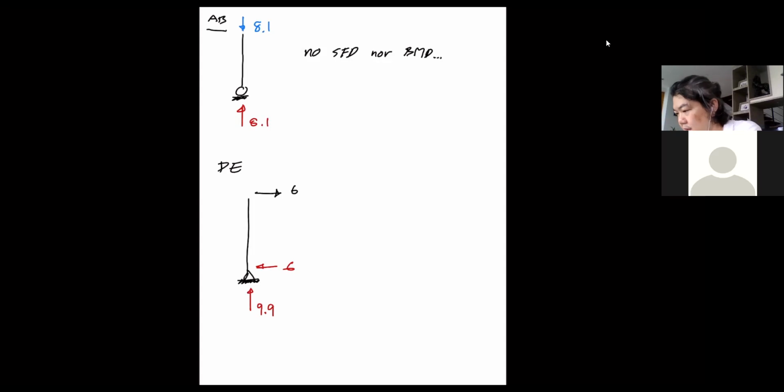Okay, but now this is the free body diagram of member DE, so maybe it's better to remove this for the time being. Okay, so if you look at member DE now, you can see that if I don't include that, I cannot have equilibrium, so I must include that. Sorry, 6. Okay, so now we know that this has to be 9.9.